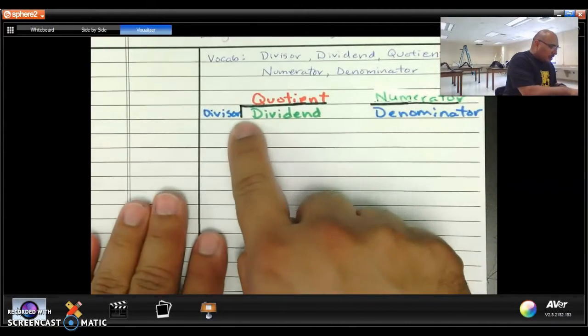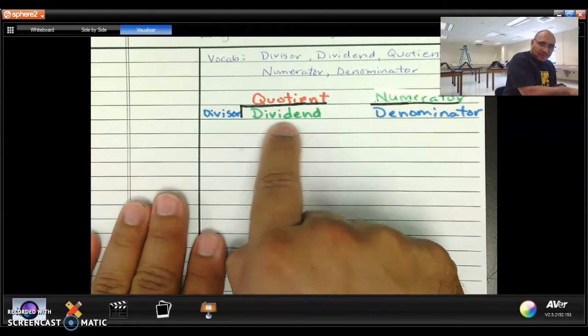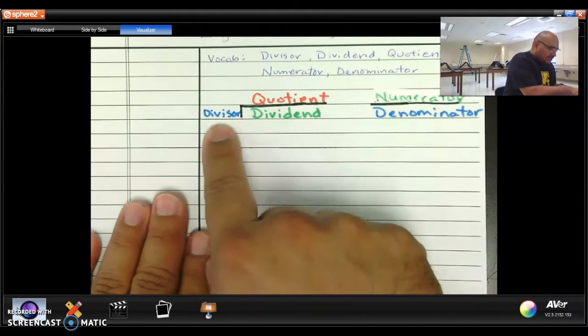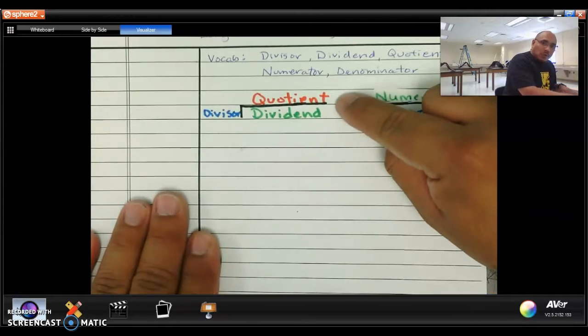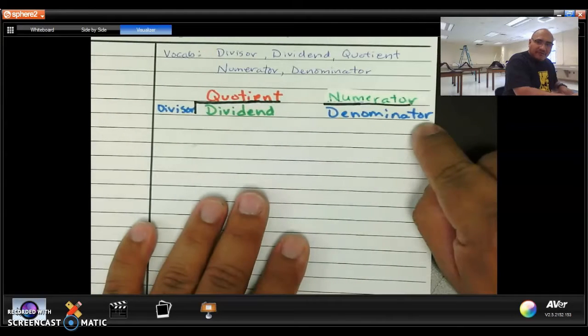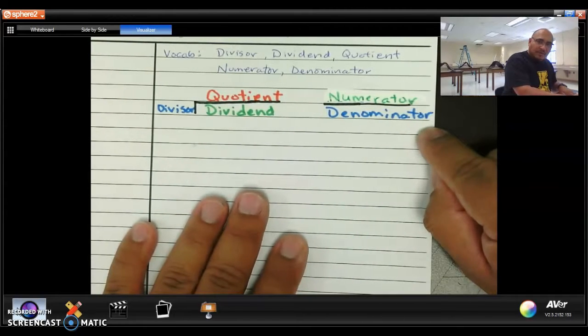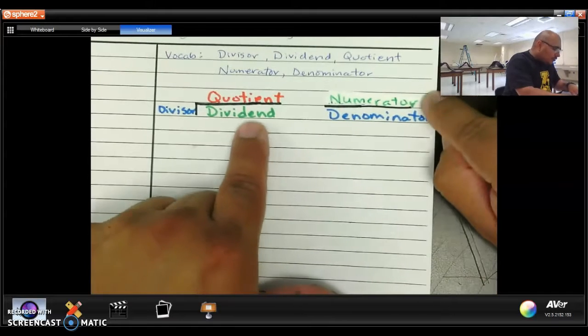Okay, so these vocabulary terms, I did say we're going to talk about it. So when we're talking about our division box, you have your dividend, which is the number that's inside. You have your divisor, which is the number on the outside. And then you have your quotient, which is your answer. Also, if you notice, I also have a fraction. You have your numerator on top, your denominator on the bottom. And I also kind of color-coded them.